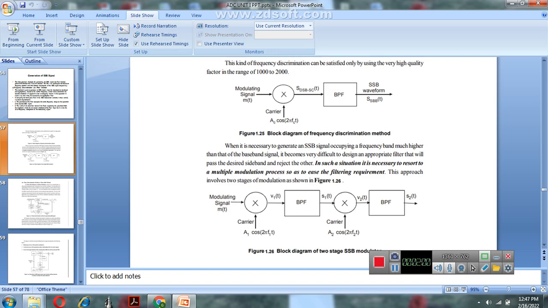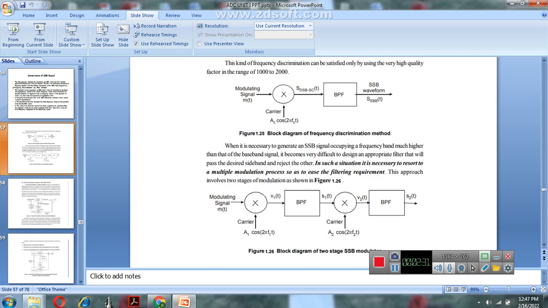The function of the band pass filter is that it allows only a certain frequency range of the signal, and the remaining signal is rejected, that is eliminated, to produce the required output SSB waveform. This is the block diagram of the frequency discrimination method. When the baseband signal occupies high frequency, it becomes very difficult to design the appropriate filter.